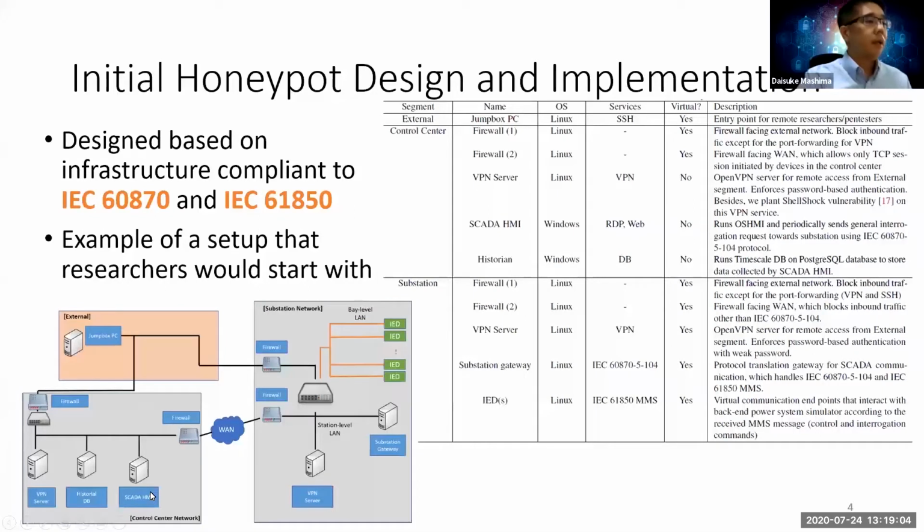The control center network hosts, for example, a SCADA HMI workstation, a historian database, a VPN server for remote access, and firewalls facing the external network as well as the wide area network. In the substation, there is a VPN server for remote maintenance or remote access, and also smart grid devices such as the substation gateway and IEDs, intelligent electronic devices. We also have firewalls facing the wide area network as well as the external network. We think this is a typical setup that many researchers would start with.